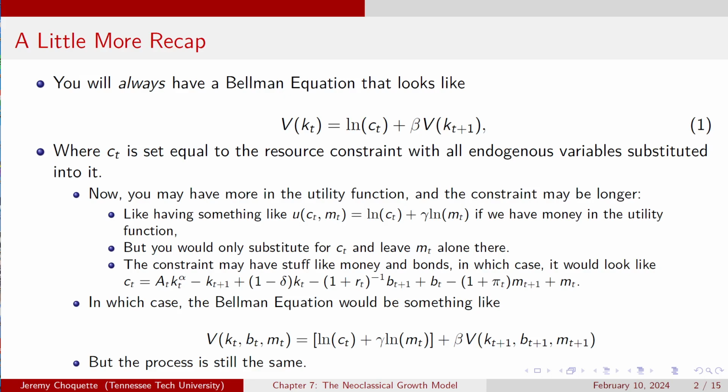If that's the case, you've got two inputs in your utility function. You only substitute c_t in. You still leave m_t alone. So regardless of how many terms you have in your utility function, you're only substituting stuff in for c sub t.